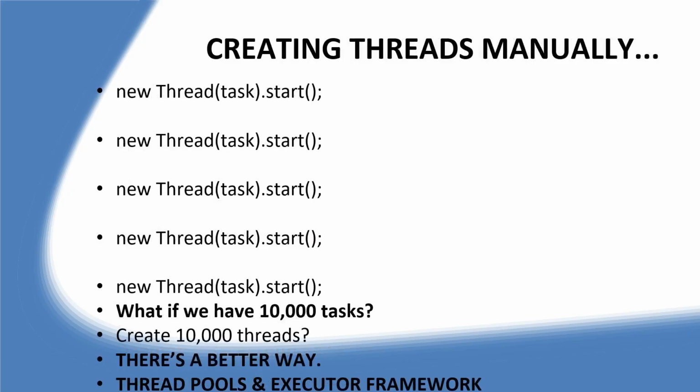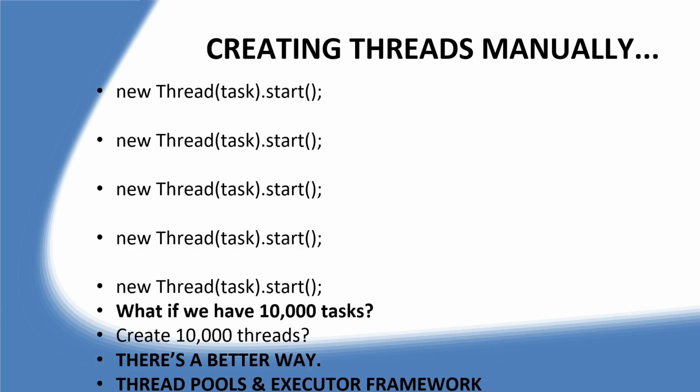Now, so far we have been manually creating thread objects, right? And starting those threads ourselves by calling the start method. That works for learning the fundamentals. But imagine a server receiving 10,000 tasks. Do we simply create 10,000 new threads? Creating and managing a large number of threads manually can become expensive and difficult to control.